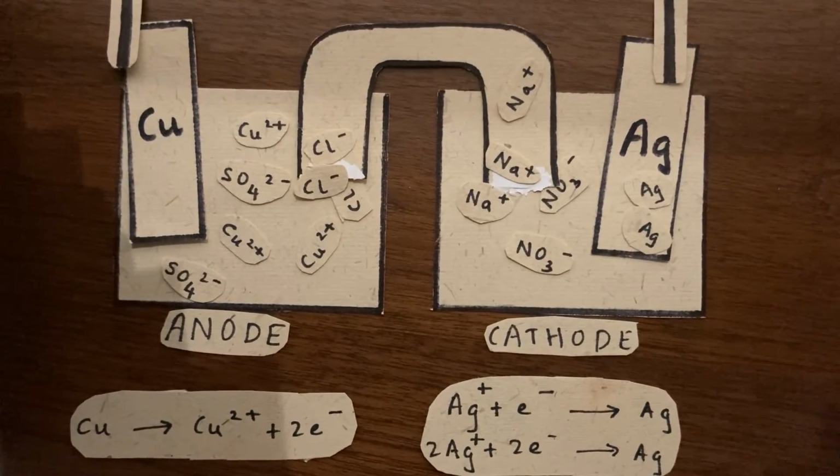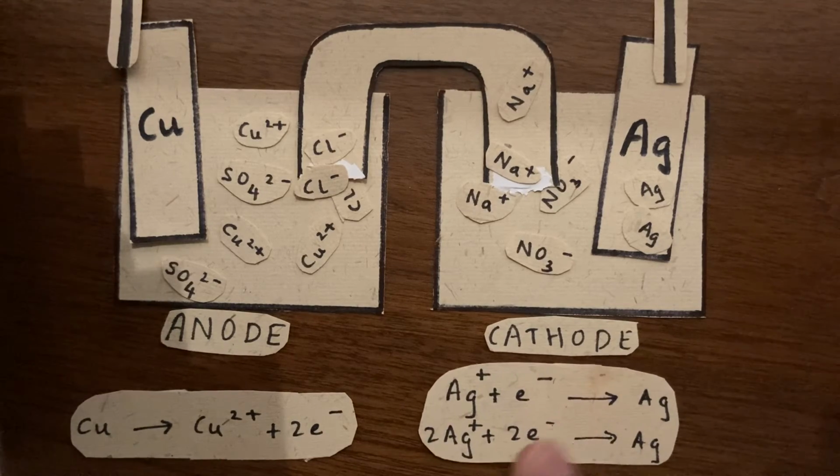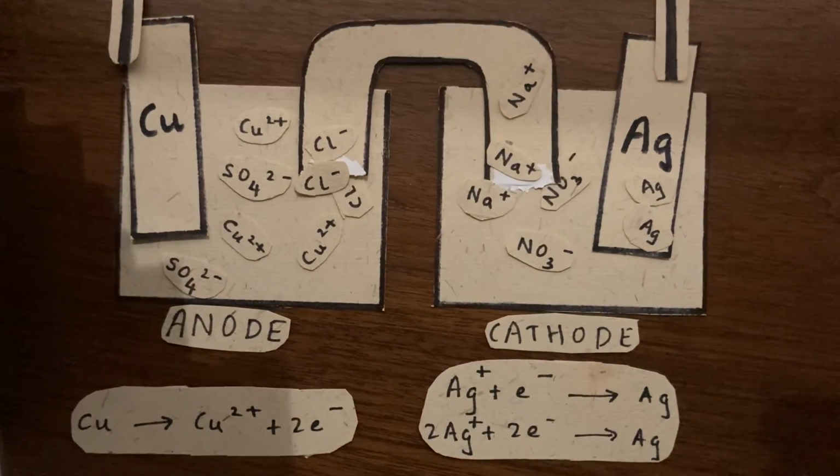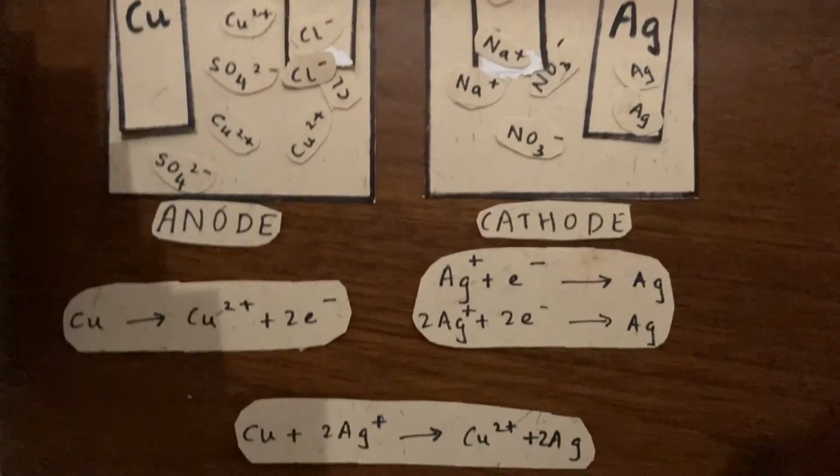So the two half reactions: the one for the anode, that is the oxidation half reaction, is copper loses 2 electrons to form Cu2+. So Cu gives Cu2+ and 2 electrons. And Ag+ accepts 1 electron to form silver metal. And since 2 electrons are being lost from here, to conserve these 2 electrons, I am balancing it out to form 2Ag+ ions, accepting 1 electron each, so in total they accept 2 electrons to form silver metal. So the net redox reaction that is taking place is this.